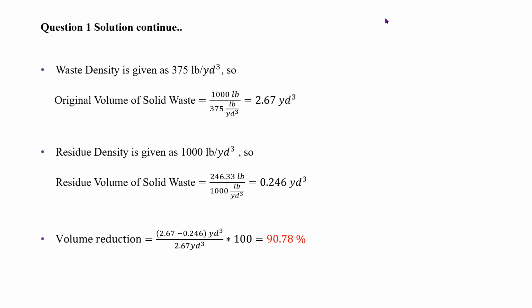To estimate it, we should subtract the final volume or residue volume from the initial solid waste volume, and then divide this number by the initial solid waste volume and multiply this number by 100. And finally, we can reach the waste volume reduction value as a result of this combustion process, and it is equal to 90.78%.